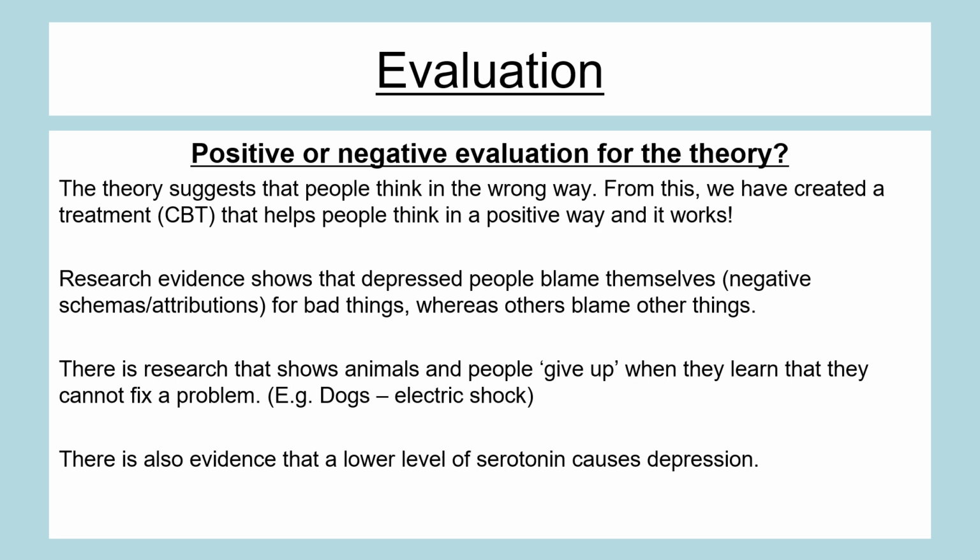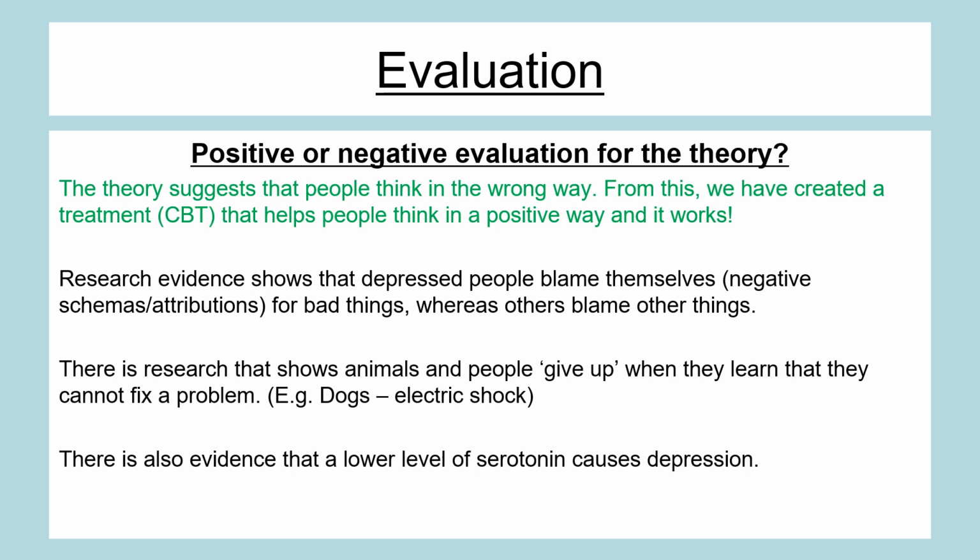So in terms of evaluating the psychological explanation, we've got 4 ideas here. And let's go through them and figure out if they're good or bad, positive or negative. So the theory suggests that people think in the wrong way. From this, we have created a treatment called cognitive behavior therapy that helps people think in a positive way, and it works. Well, the fact that it works, clearly it's going to be a positive evaluation, isn't it? So from this theory, we've got a really successful treatment for depression. This is great. We can help people feel a lot better.